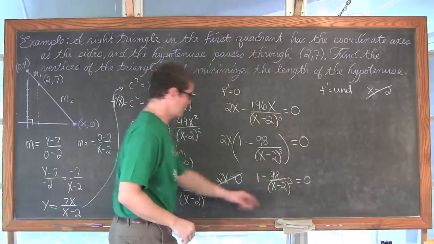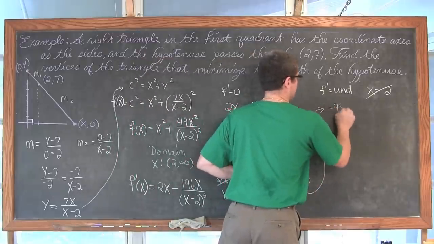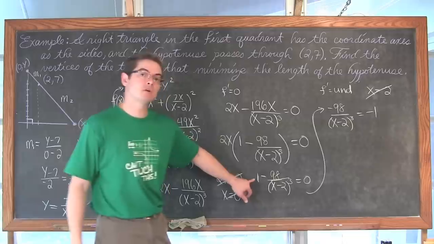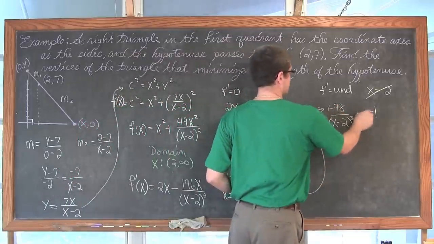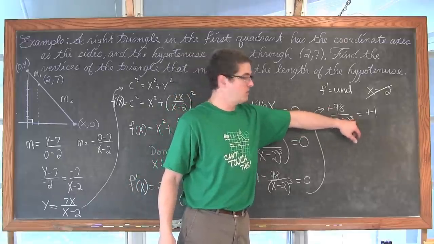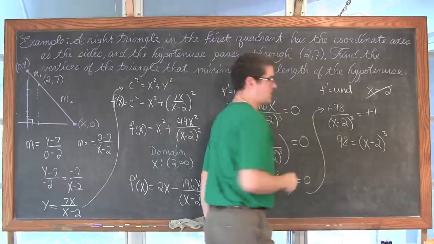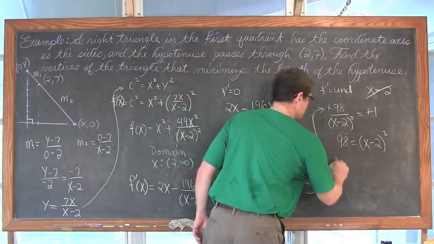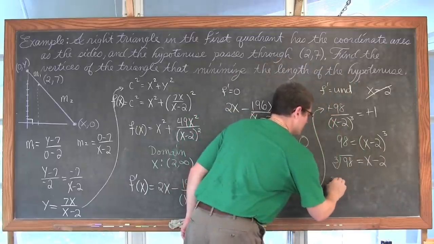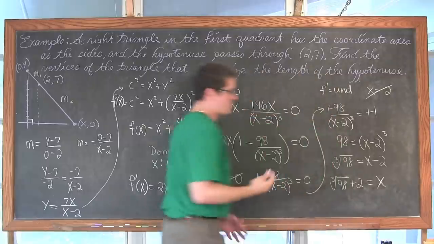We're going to move the 1 over to the other side and get negative 98 over (x minus 2) cubed equals negative 1 because we moved it over with subtraction. We can multiply both sides by negative 1 and cancel that out. Now we've got 98. Let's multiply both sides by (x minus 2) cubed, and we get 98 is equal to (x minus 2) cubed. We're going to have to cube root both sides, and we get the cube root of 98 is equal to x minus 2. Move the 2 over, we get the cube root of 98 plus 2 is our critical value of x.